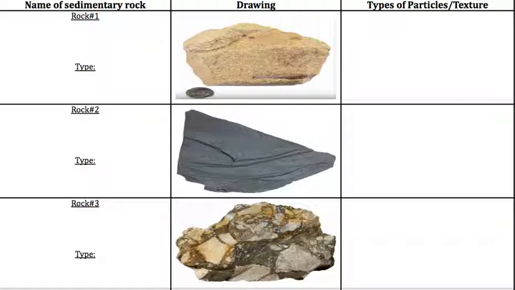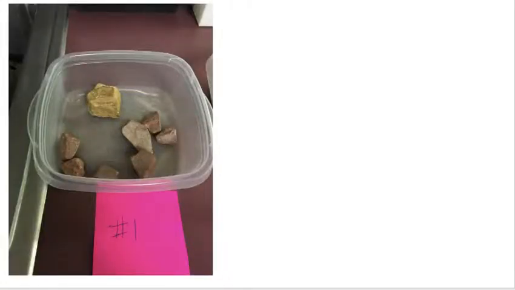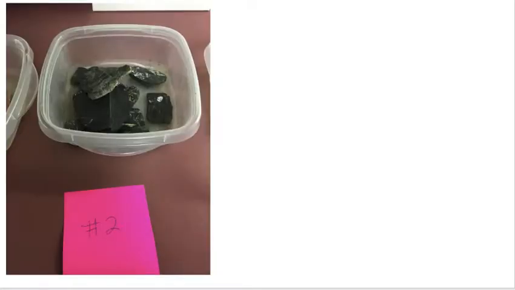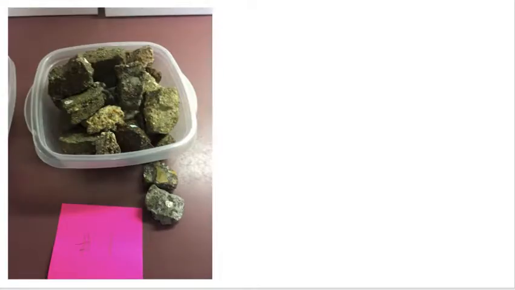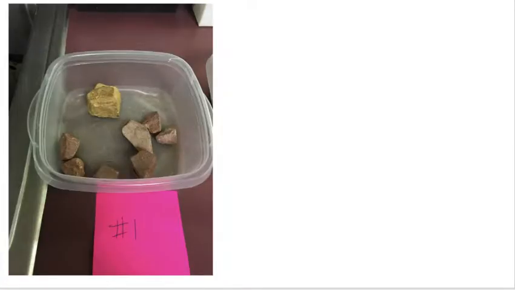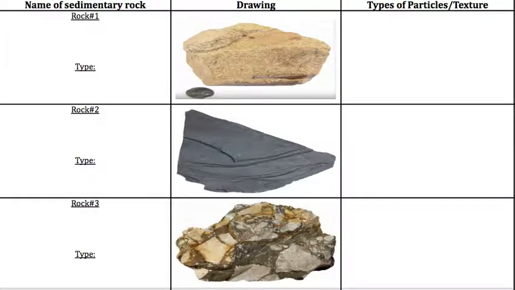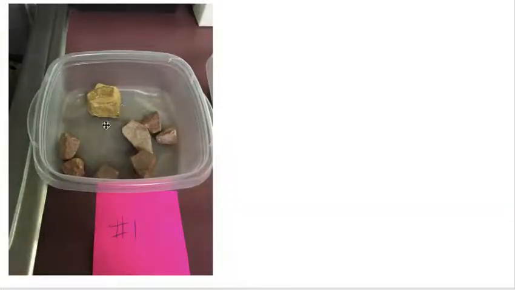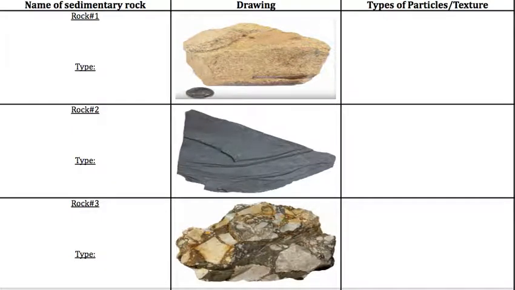Okay. So on the counter, you have these rocks. This is rock 1, 2, 3, and 4. Okay. So start with rock 1. Look at it, tell me what type of particle size does it have? Does it have sand, gravel, pebble, or clay? Is it coarse grain, fine grain, jagged, or rounded? So list that here. Make your drawing. Look at this rock and make your drawing here.